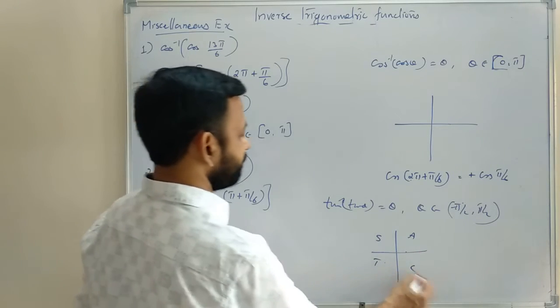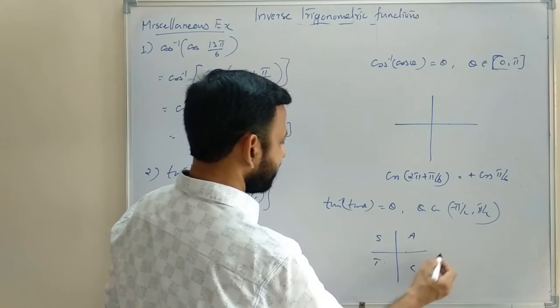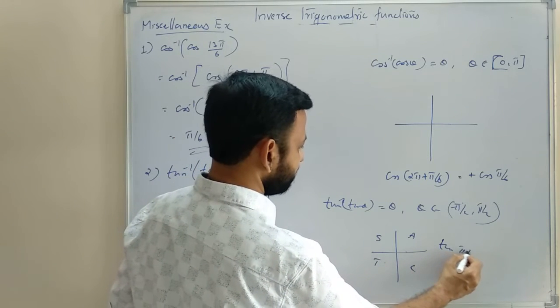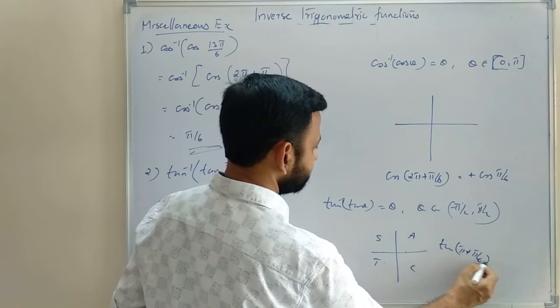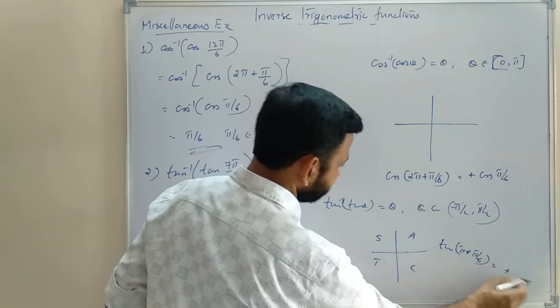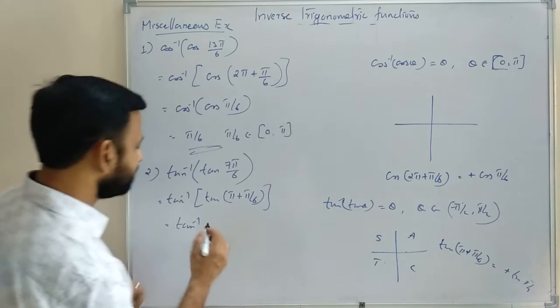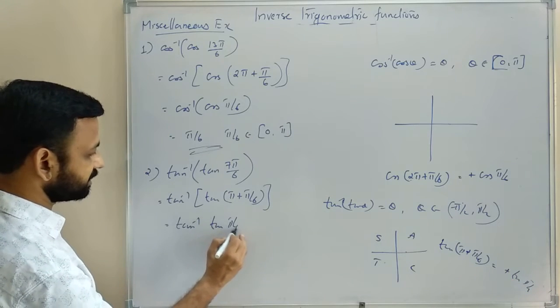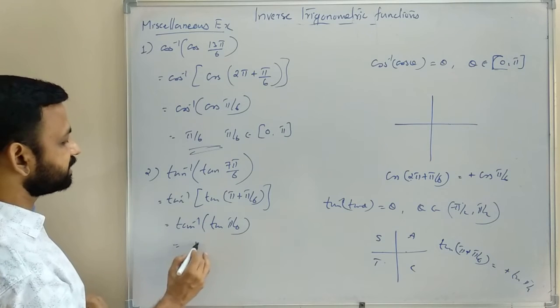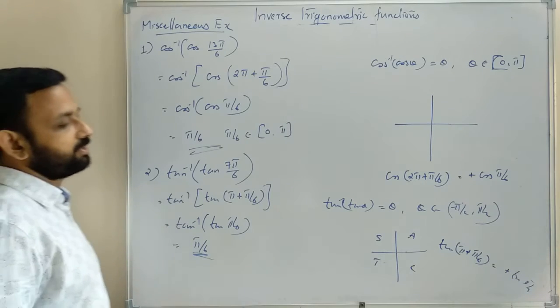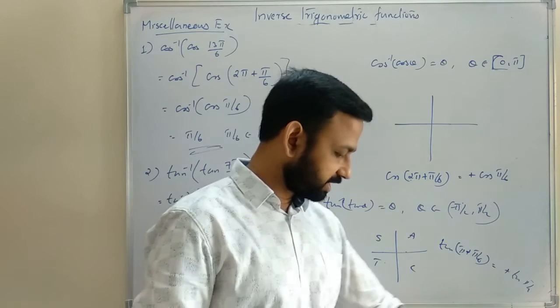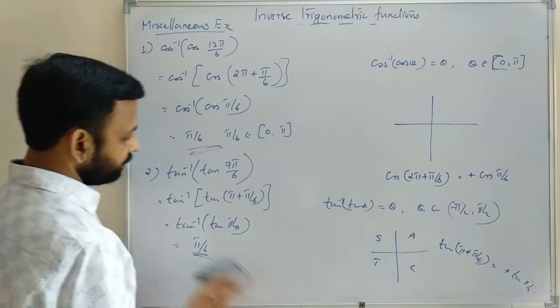All students take copy. So here tan of pi plus pi by 6 is equal to tan positive, and here multiples of pi, so tan pi by 6. So we can write tan inverse tan pi by 6, which is equal to pi by 6. So we got the answer pi by 6. Now we are going to do question number 3.